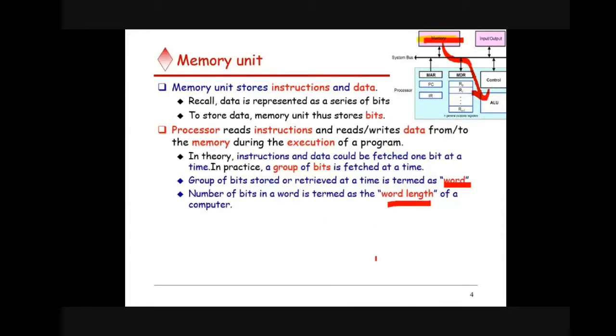So only those are the points. The data will be stored in the form of bits, the group of bits transferred from the memory to the ALU is called a word, and the number of bits present inside a word is called the word length.